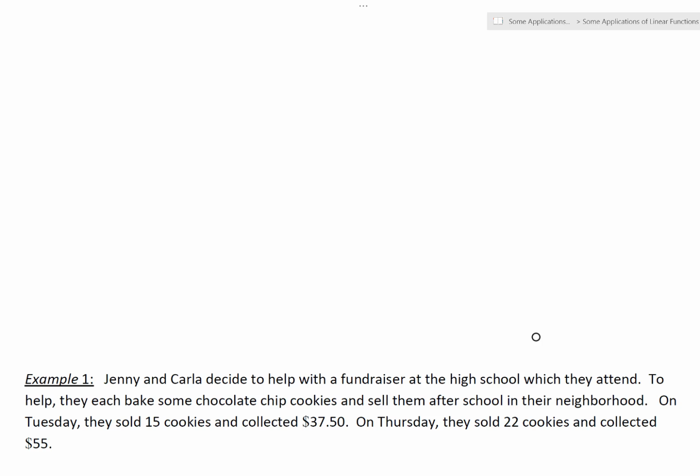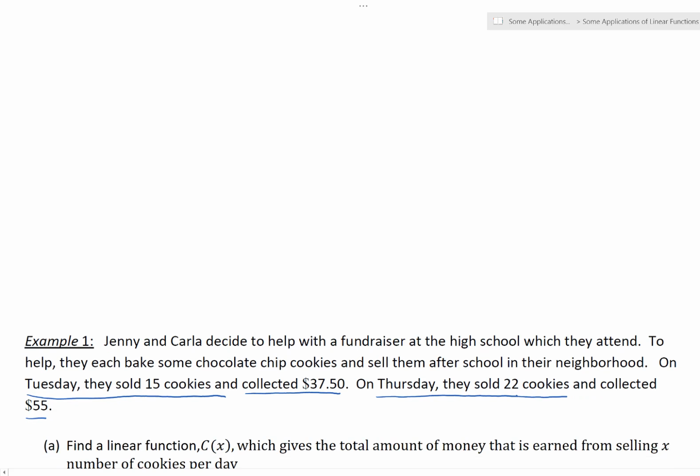Here we go. We've got Jenny and Carla. They decide to help with a fundraiser at the high school which they attend. So to help, they each bake some delicious chocolate chip cookies and sell them after school in their neighborhood. On Tuesday, they sold 15 cookies and collected $37.50. And then on Thursday, they sold 22 cookies and got $55 from that. So they're out there strolling through the neighborhood, selling cookies and getting money for a good cause.